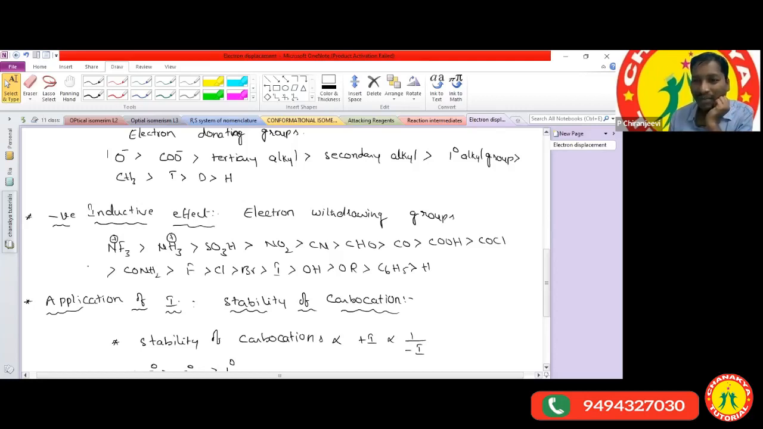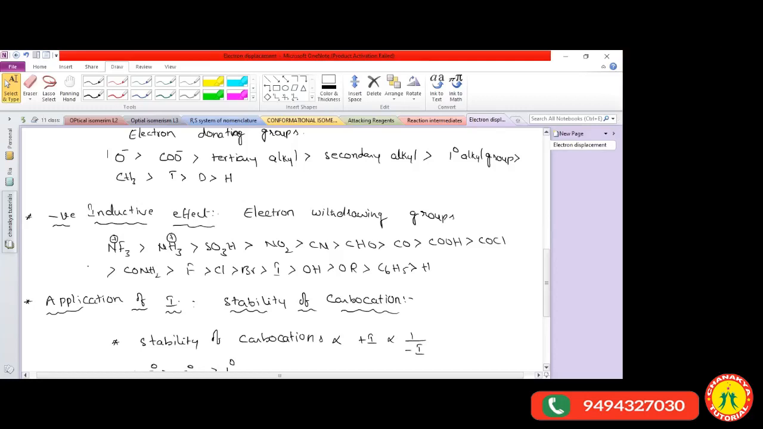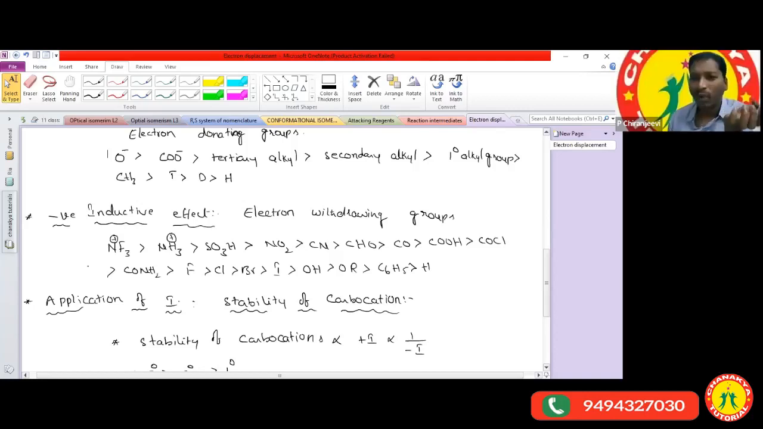You got the clarity, Samita? Yes, sir. Okay. And one more thing, simply what we can say here is, if electronegativity is less, they have a tendency to donate the electrons. More electronegative atoms have a tendency to gain the electrons. That is also there. Now you got the clarity?